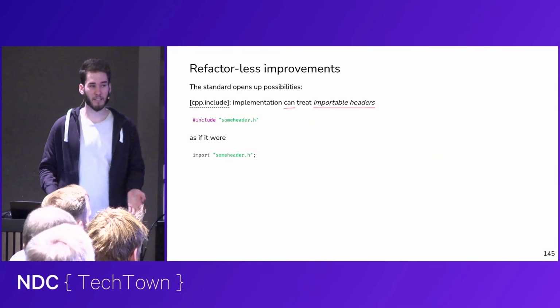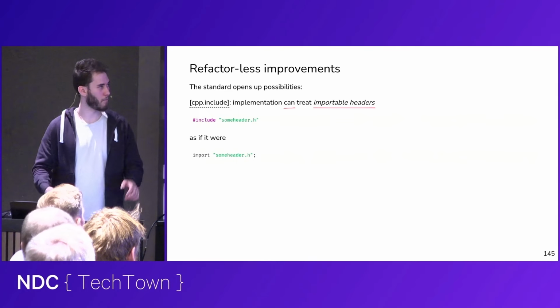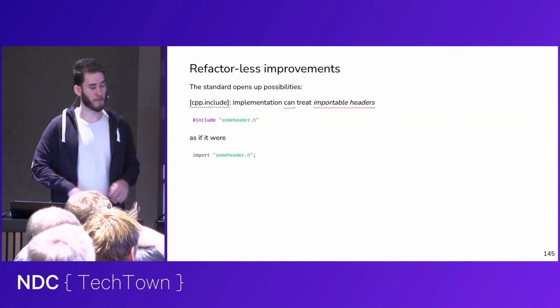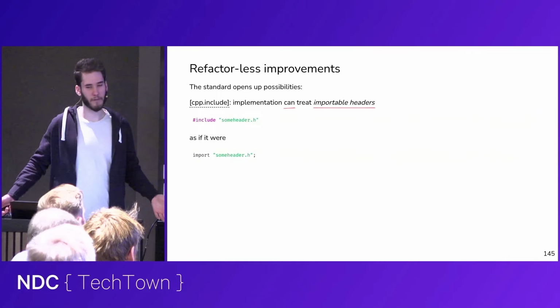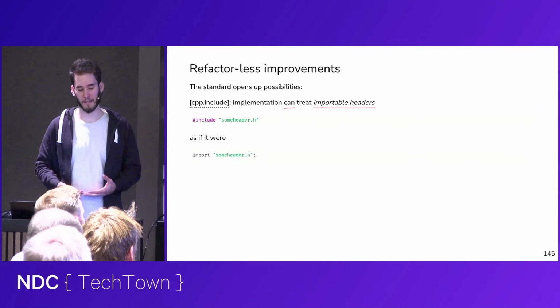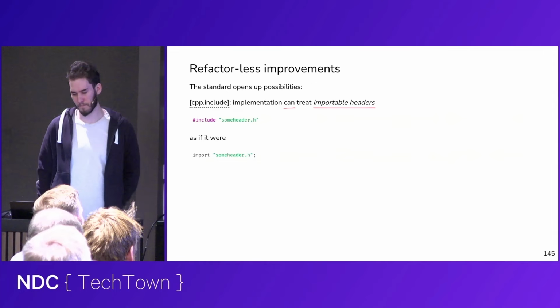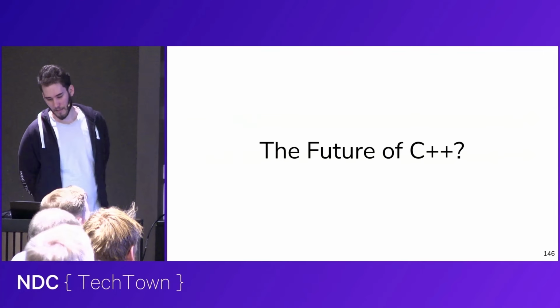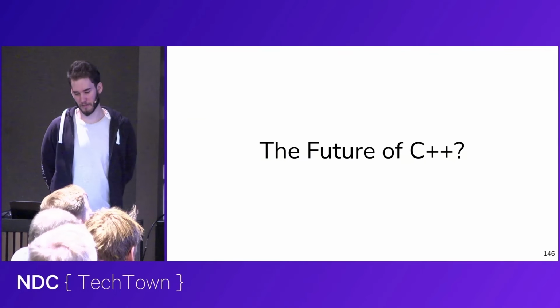So you can see in the future maybe some build system coming across and just replacing all of your includes automatically with imports. So maybe everyone in the future will be able to benefit from the speed and the practicality of modules without doing any change to their code. So a question is, what is the future of C++ now?